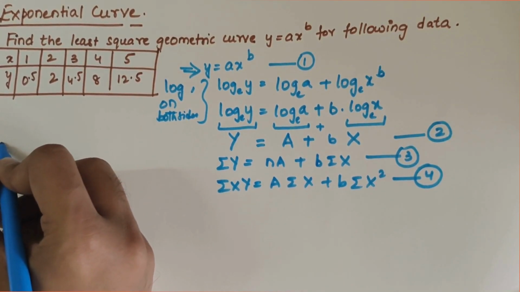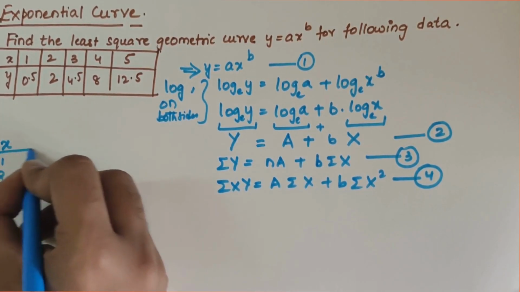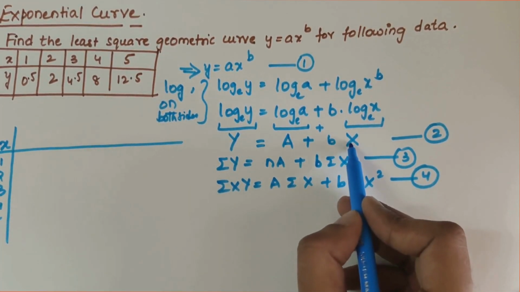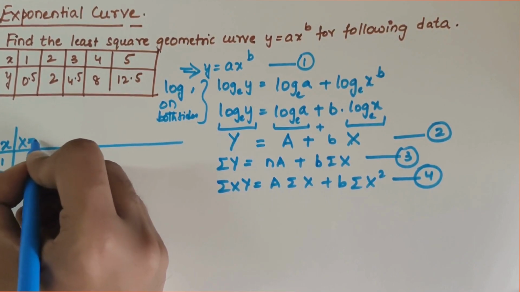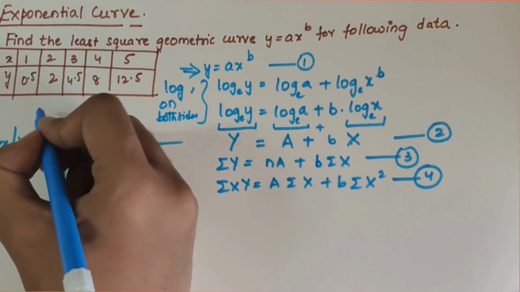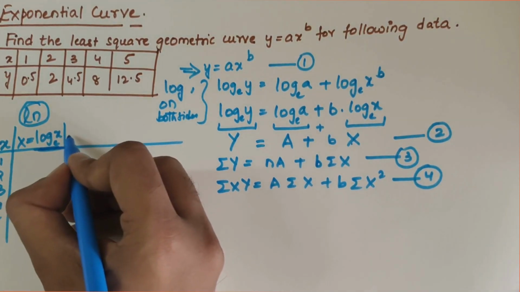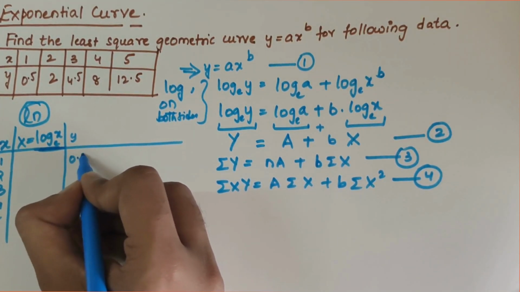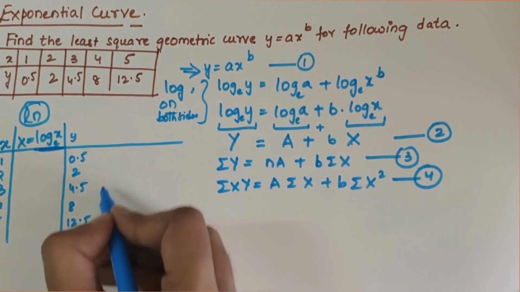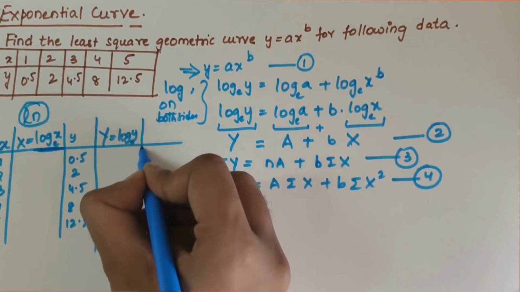So the table will have first x and y values. x would be 1, 2, 3, 4, 5. Followed by that we have to find the value of capital X here, right? So capital X is small log x to the base e. So in Calc you can press the ln button for computing this value. Similarly, small y values which they have given, you write it here, and here again capital Y is equal to log y to the base e.